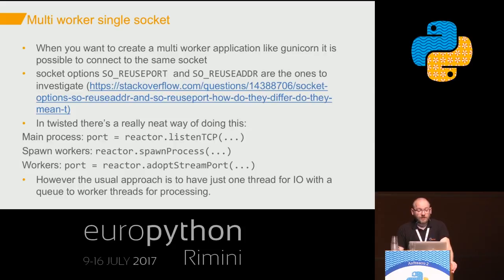So in Twisted, there's a really neat way of doing this. You create a socket, let's say a TCP socket. You spawn child processes, and you can later adopt sockets for the child processes. But this is the approach which you should choose if you really want to tune your performance and if you really want to have access to some low-level stuff.